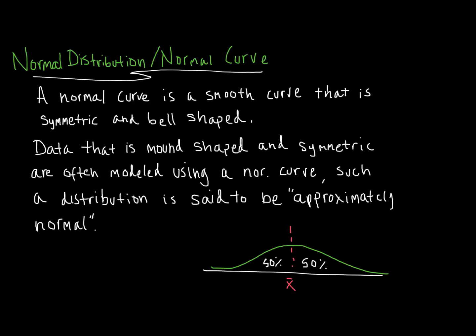So here's just a quick review on what a normal distribution is and what a normal curve is and when we use it. The key thing to remember here is that we're not saying that data itself is normal, but when it appears to be symmetric and mound-shaped, we can approximately say it's normal, and so we can use a normal curve to approximate it. And using this, we're going to find that a normal curve allows us to say things about our data much more quickly than if we had to actually work with the data itself.